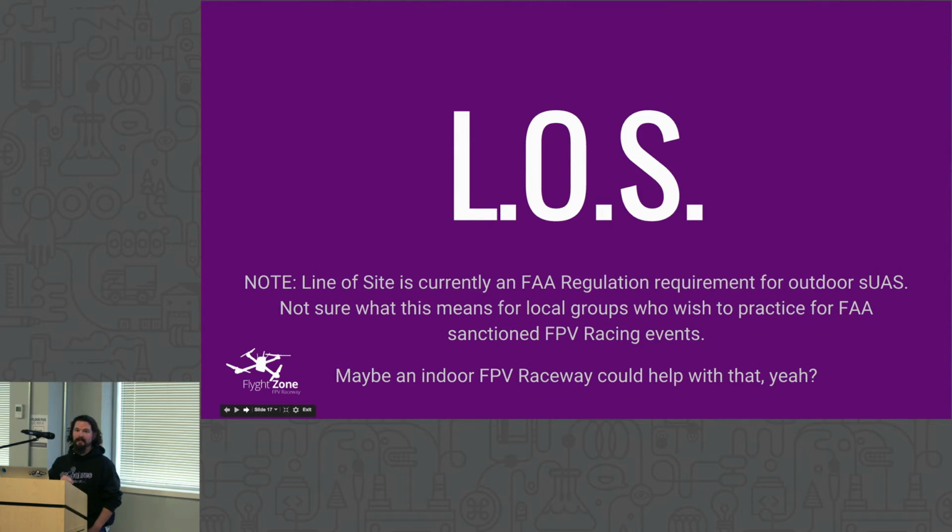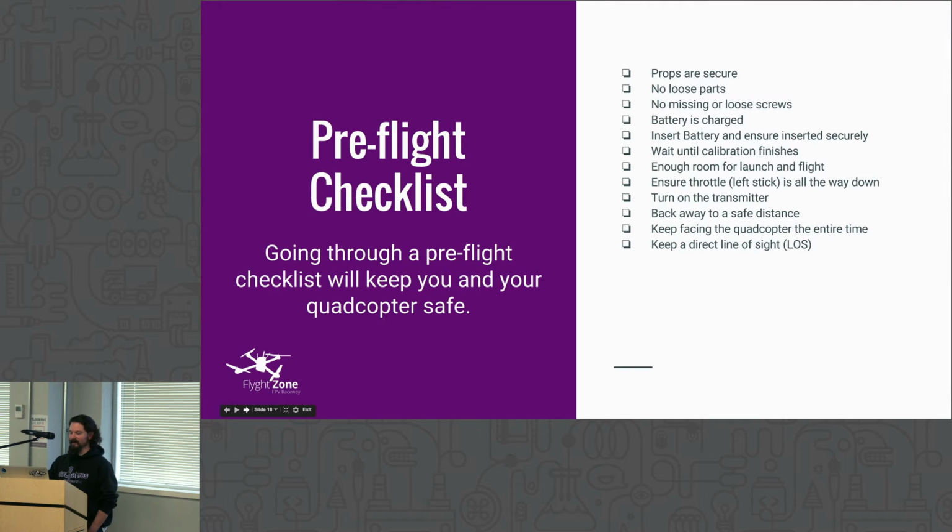Line of sight. This is actually currently an FAA regulation. If you want to fly outdoors, you have to be able to see your drone. So really weird because FAA has so far been totally awesome about some of the racing events that have gone on. We kind of are wondering, though, when it comes to the legality of practicing, how can we do that if we can't do line of sight? Still figuring that out.